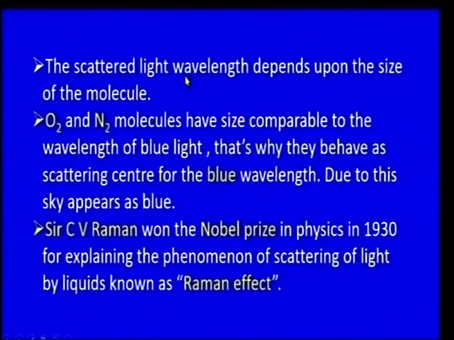The wavelength of scattered light depends upon the size of the molecule. Oxygen and nitrogen molecules have a size comparable to the wavelength of blue light. That's why they behave as scattering centers for the blue wavelength. Due to this reason, the sky appears blue. Sir C.V. Raman won the Nobel Prize in Physics in 1930 for explaining the phenomenon of scattering of light by liquids, known as the Raman effect.